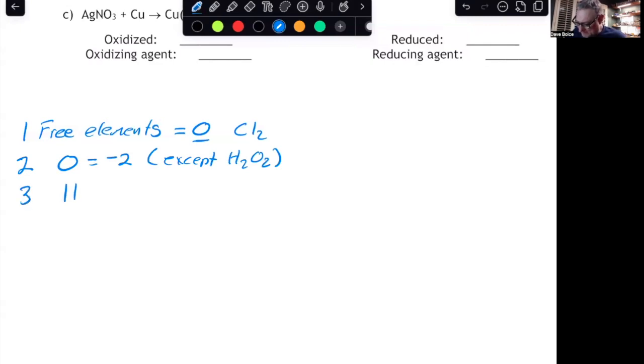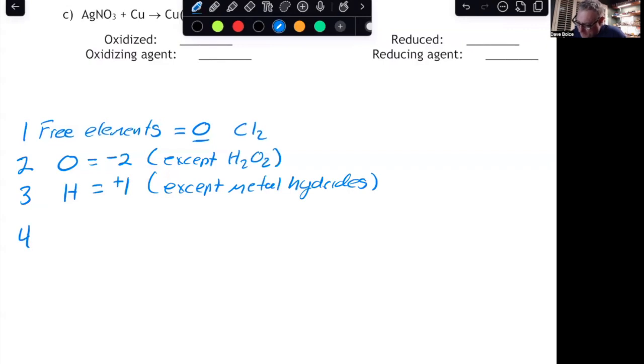Three, hydrogen in a compound is going to be +1. There is an exception, and that's metal hydrides. That just means a metal with hydrogen, where hydrogen comes after the metal, which means it has to take the negative charge. But again, that's an exception. So you won't really see that, but make sure you know it's there.